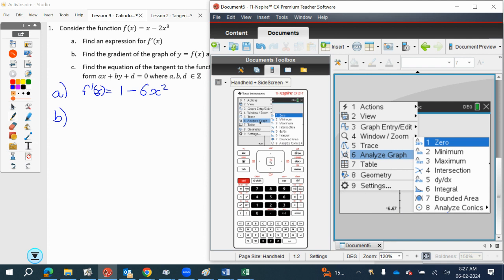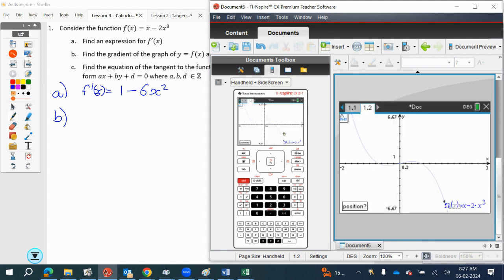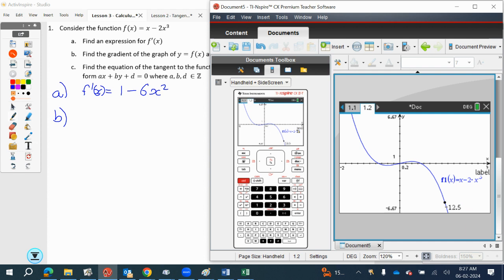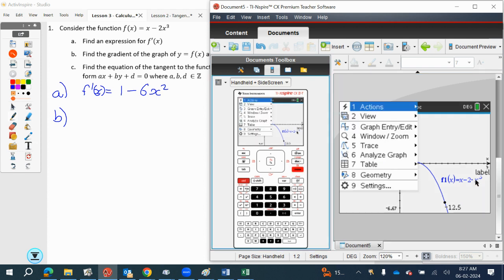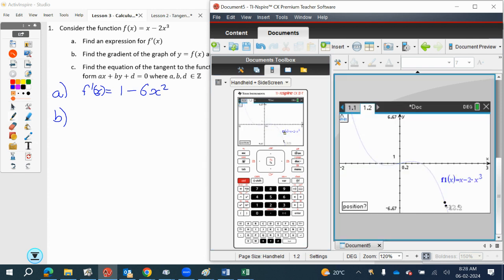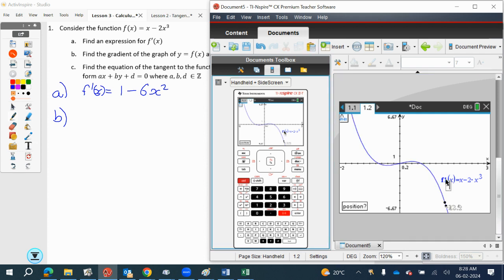We want the point 1.5. Enter. I recorded it. But you have the graph, you press menu, analyze graph, derivative, then you type the number that you want, 1.5. Let's do one up here at -0.2. The problem with this is it's simplified to 3 significant figures.